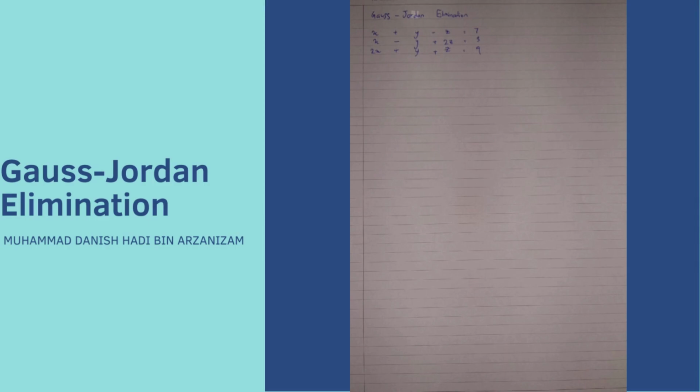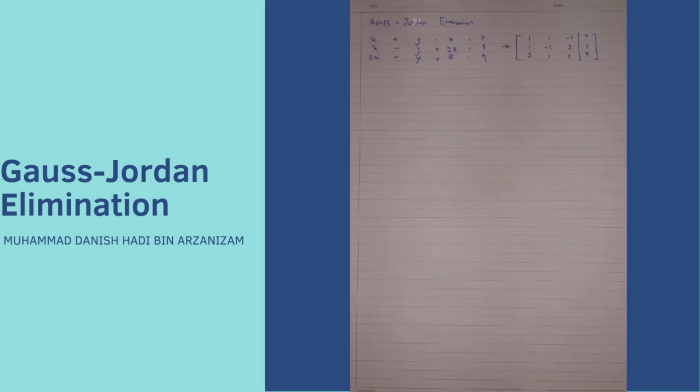Today I will be explaining the Gauss-Jordan elimination method. So this will be our question to be solved using this Gauss-Jordan elimination method. The first thing we need to do is construct the augmented matrix. Then we will get this form.